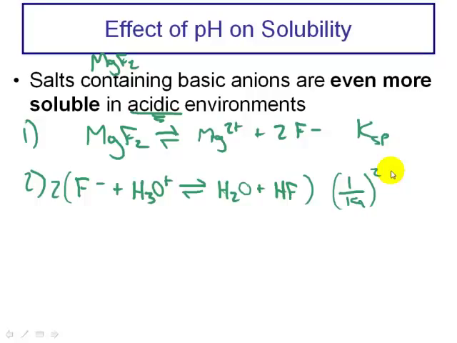Yeah, because you have to have 2 fluoride here because there's 2 fluoride up there. Anytime you multiply an equation by a coefficient, you raise the equilibrium constant to that power. So if I multiply this by 2, I would raise the equilibrium constant to the second power. This equilibrium constant would be equal to 1 over Ka for HF, because that's the reverse reaction, right? And that's how I would go through and get that.